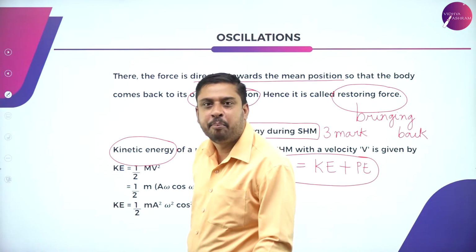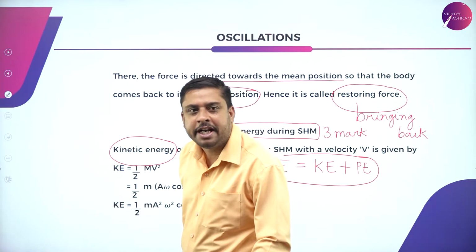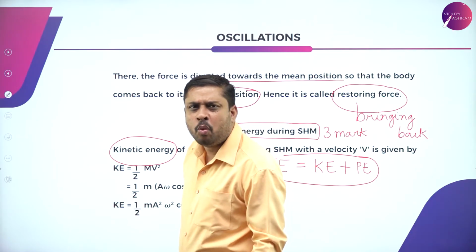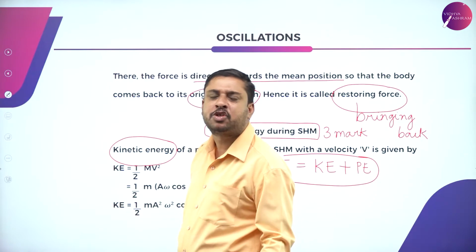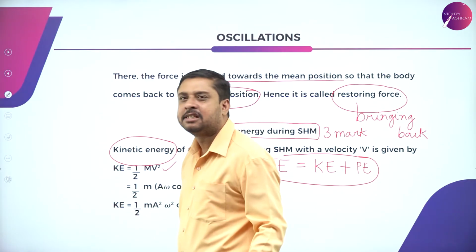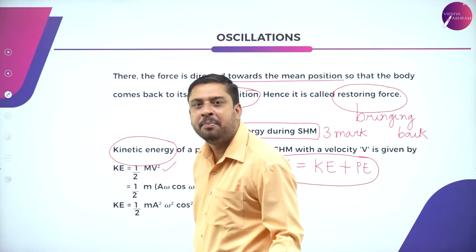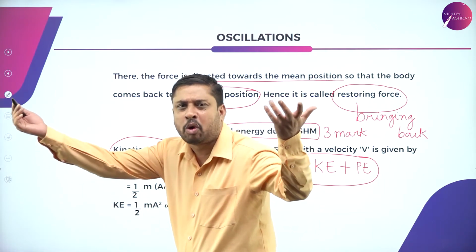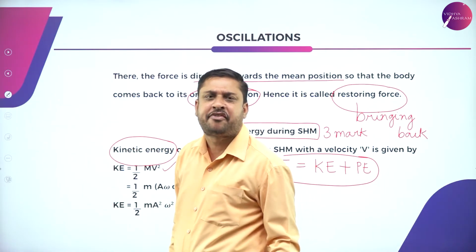executing simple harmonic motion. So, what is the general expression for kinetic energy? It is half mv square. Very established. All throughout in mechanics we have defined it.